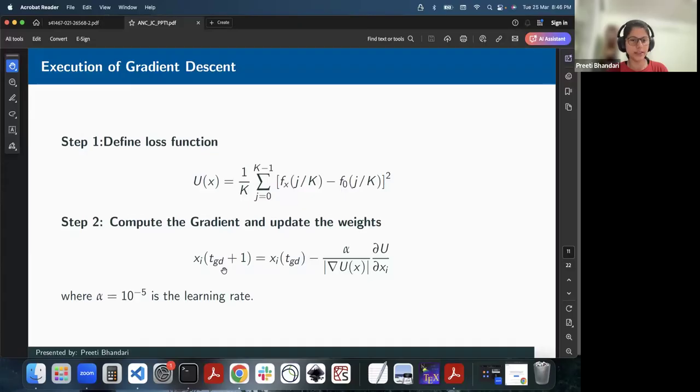T_GD is the time for the gradient descent. I'll explain the time scales for gradient descent and neuroevolution later. But right now, this is for the gradient descent calculation at beta equal to infinity. You define some learning rate and you calculate your gradient descent loss.